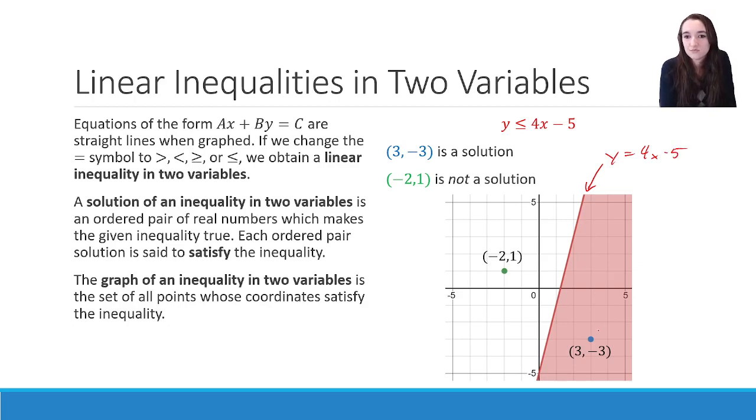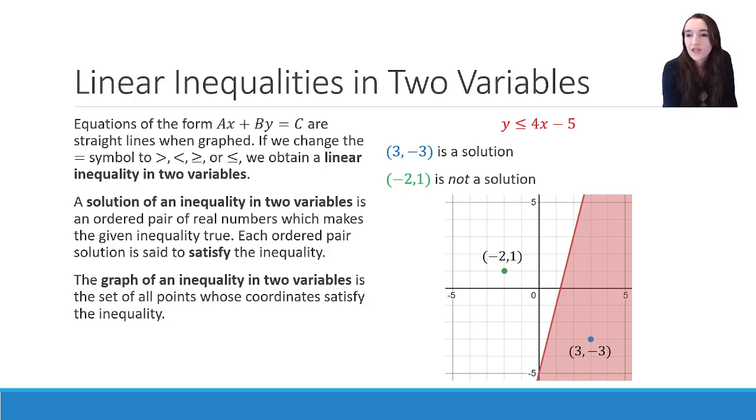Then we test. We test one point on either side of this line in order to see which is correct. So I tested these 2 points and I saw that 3, negative 3 was a solution. And so I colored in everything that was on that side of the line. Had negative 2, 1 been a solution, I would have colored in this side. It's always just going to be one or the other. It's not going to be both. And so we have the solution to our inequality that way.